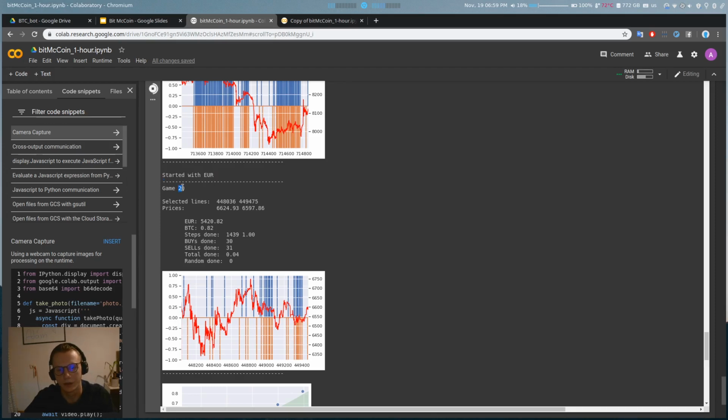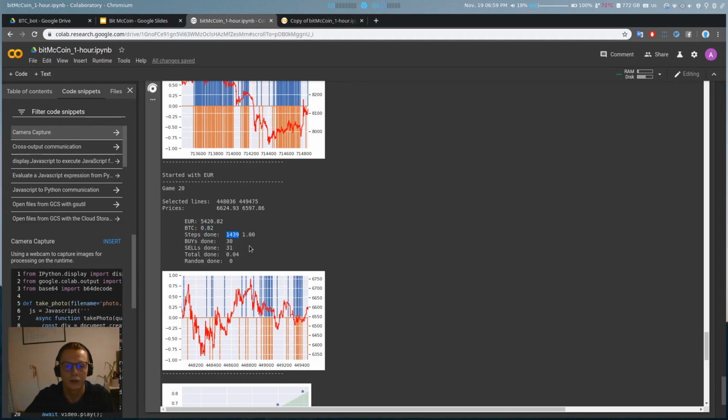It states the number of the game, selected lines, so the first line and the last line of the day, the prices for that day, so this is the first and this is the last one, you can see that clearly in the graph. Then the euro amount of both wallets at the end of the day, the Bitcoin amount of both wallets at the end of the day, so this equals this. It's just an expression to be a bit easier to track, since the price fluctuates quite a lot.